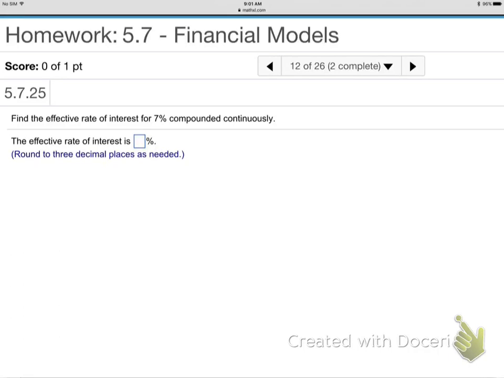Let's take a look at, so we didn't do any effective rate? I didn't talk about $1 for 1 year? I did. Okay. That's what you do for effective rate.